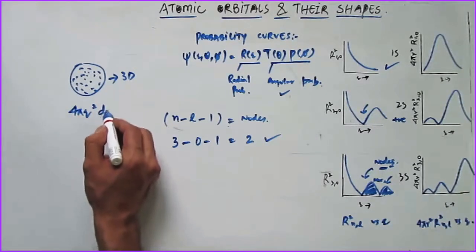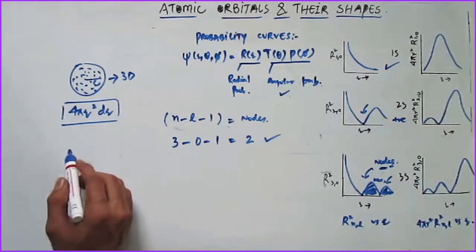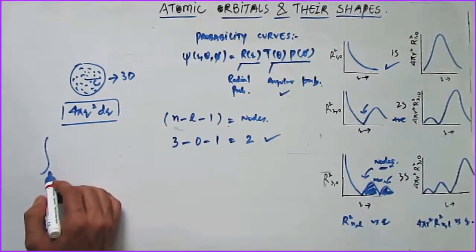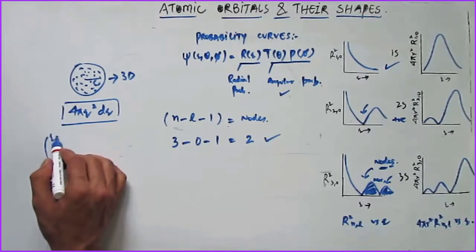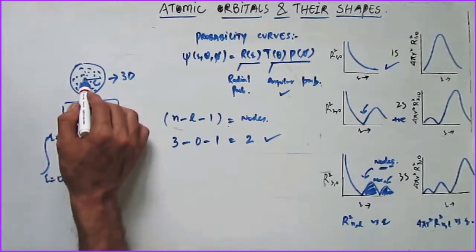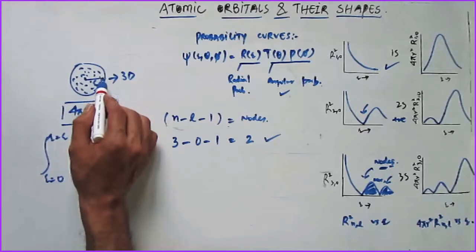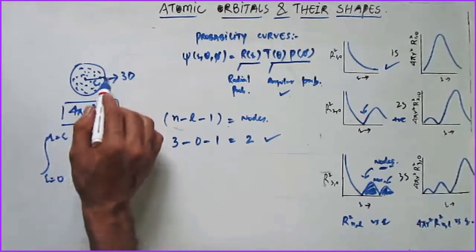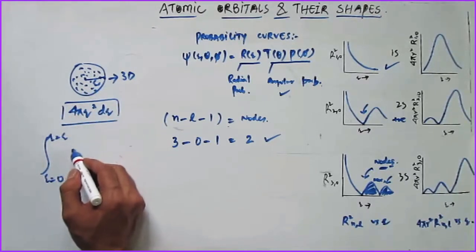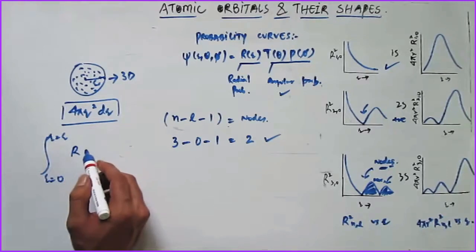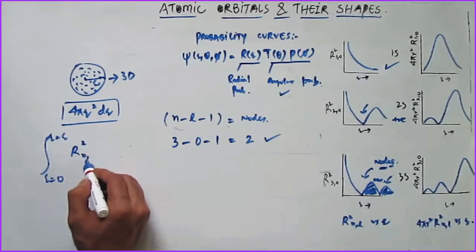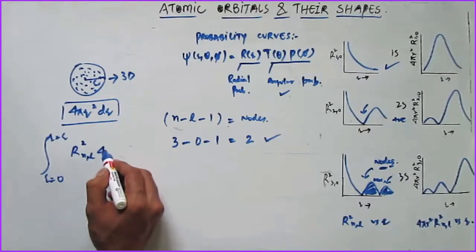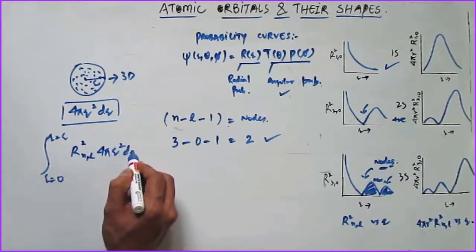Always of a thickness dr. And in my previous section I already have shown you that if I take the integration limits from r0 to r, that means from the starting position of the nucleus to the edge of this sphere, in that case the probability distribution or the radial probability is going to be r square R_nl square 4 pi r square dr.